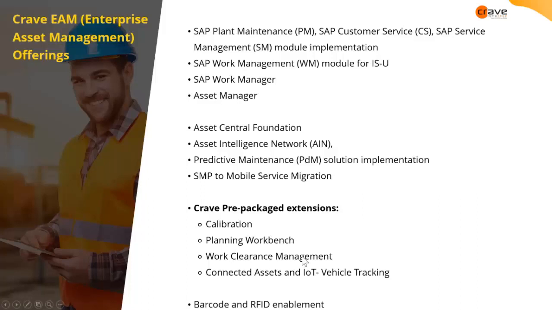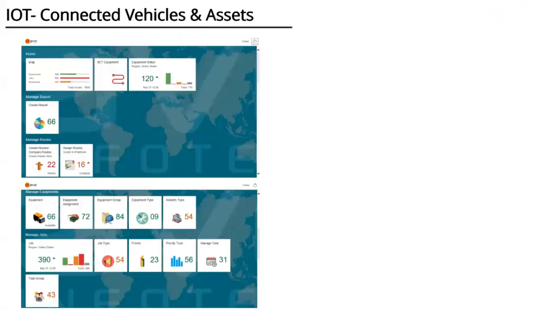In addition to that, we have our prepackaged extensions for calibration, especially for the life sciences industry, planning workbench, work clearance management, and connected assets and IoT, which is basically vehicle tracking for field services. And in addition to that, we also help you with barcode and RFID enablement. We are also a Zebra partner, and we also partner with a few other hardware companies, whereby we bring in an end-to-end solution for you, which can include RFID and barcode enablement, hardware, that means mobile computing devices, and also the software solution. Just a glimpse of our vehicle tracking solution.